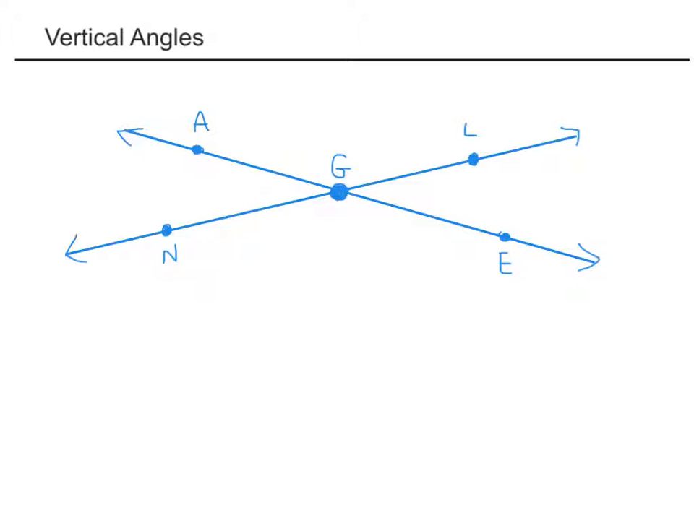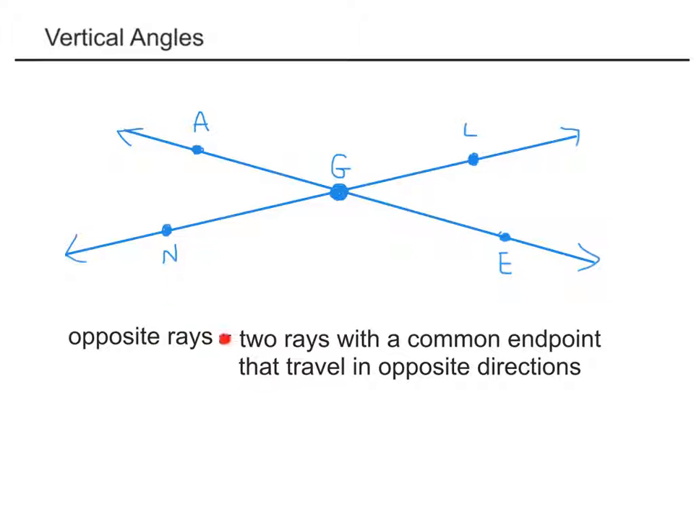So before I talk about what vertical angles are, we need to talk about what opposite rays are. Opposite rays are two rays with a common endpoint that travel in opposite directions. I'm going to put some color on here, and let's take a look at ray GN, which goes this way. There's a ray, endpoint here at G, and it travels down and to the left.